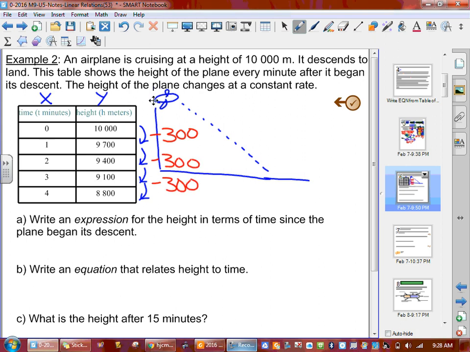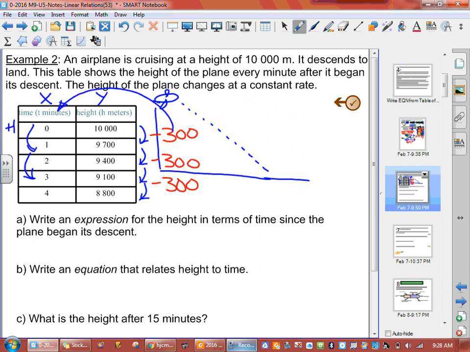They're going up by 1s. So the rule is you take the pattern of the y and divide it by the pattern of the x. Well, anything divided by 1 just stays the same. So we know our pattern is negative 300. But it has to sit in front of that letter. They're using T for x, okay, and they're using H for y.